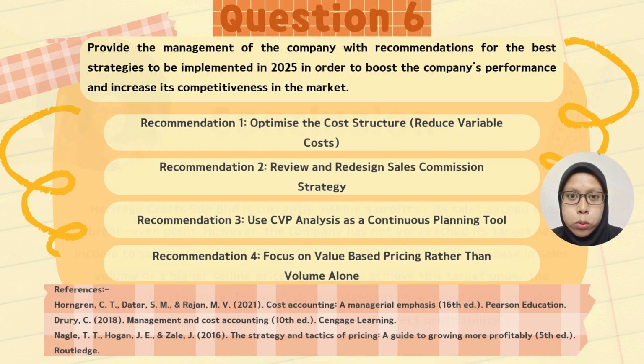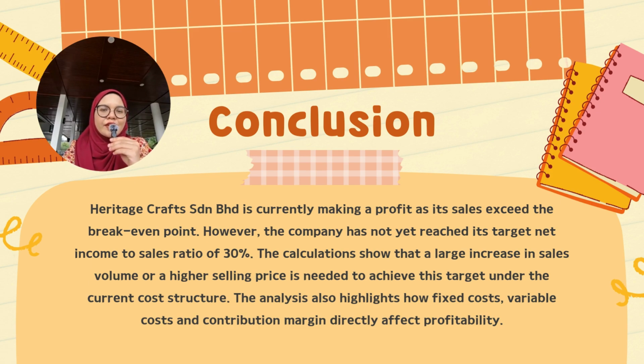That's all. Thank you. So, in conclusion, based on the CVP analysis, Heritage Craft Sdn Bhd is currently making a profit as its sales exceed the break-even point. However, the company has not yet reached its target net income to sales ratio of 30% because the calculation showed that a large increase in sales volume or a higher selling price is needed to achieve this target under the current cost structure. The analysis also highlights how fixed cost, variable cost, and contribution margin directly affect profitability.